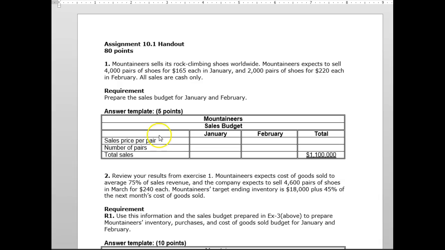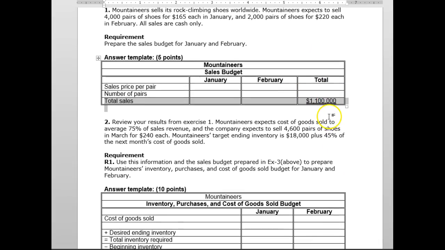The first one talks about Mountaineers selling rock climbing shoes, and they expect to sell 4,000 pair at $165 each in January and 2,000 pair in February. And all the sales are cash. This just simply wants you to give them a sales budget. So, the sales price, the number of pairs, and then the total sales. Same here and here, and it should add up to $1,100,000 in sales.